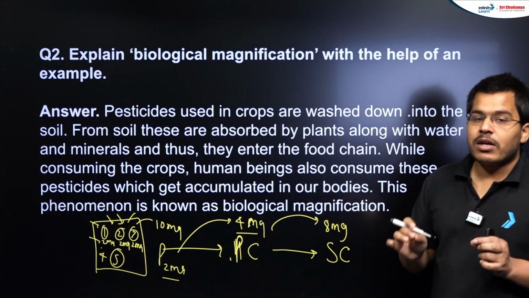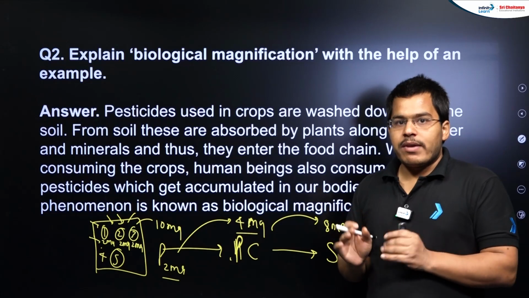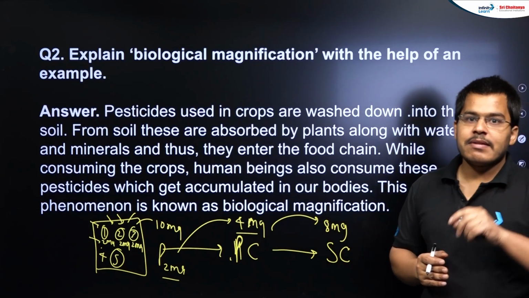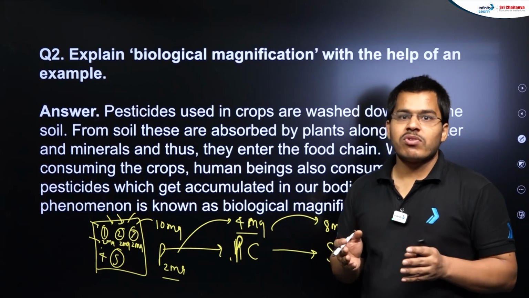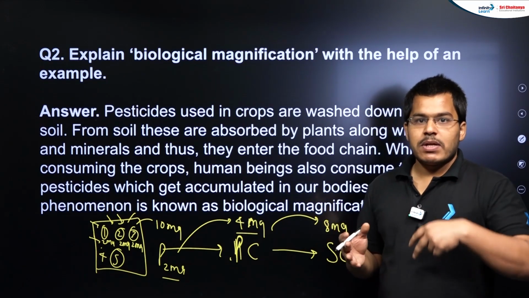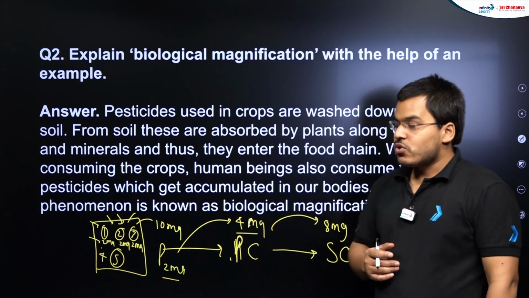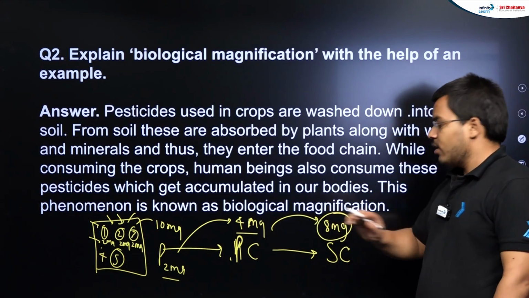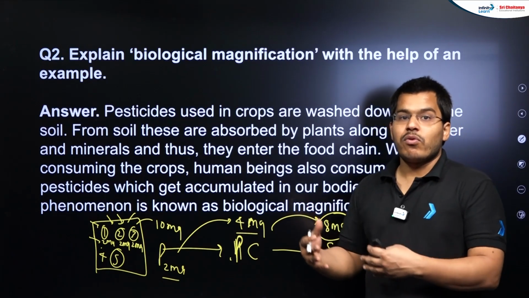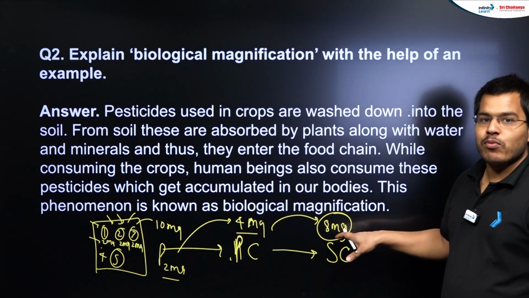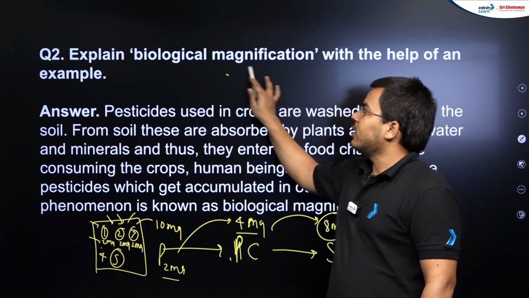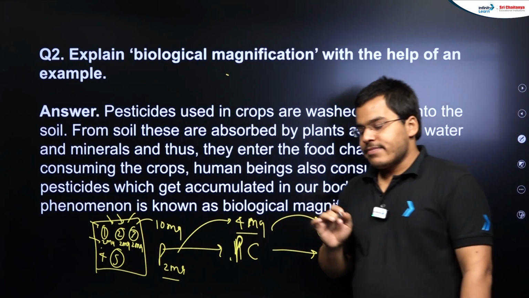And students, we have taken only a scenario in which at each level only 2 individuals of the previous level are eaten, but that is not the actual scenario, right? One animal eats many individuals of its previous level. So this particular chemical that is there in the top consumer is going to be manifold, many times more than this level. So that is your biological magnification process, and it is very, very harmful.